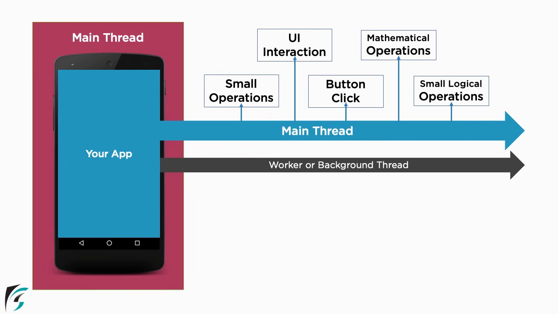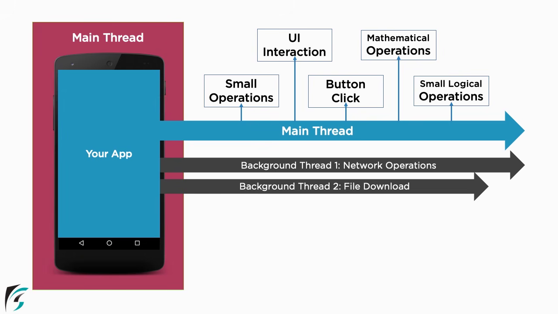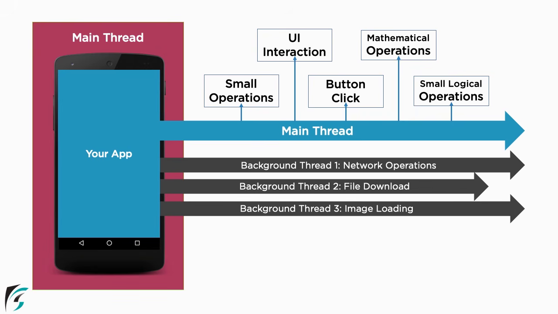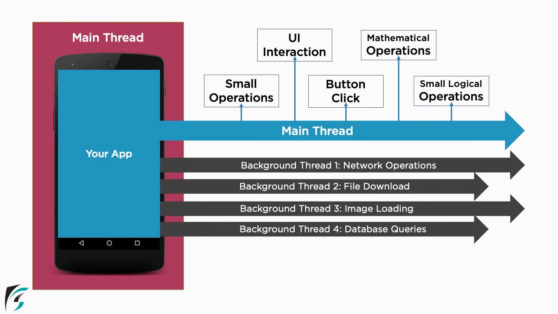And on this worker thread, which is also known as the background thread, we can run heavy operations, such as we can create a thread to perform some network operations. We can create another background thread to download or upload a file. Similarly, we can launch more background threads to load images or to perform some heavy database operations. So in general, you always create a new thread to perform some heavy operations, and that would make your main thread available for other small operations.